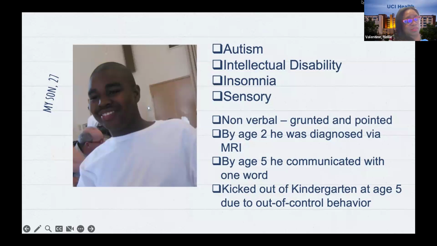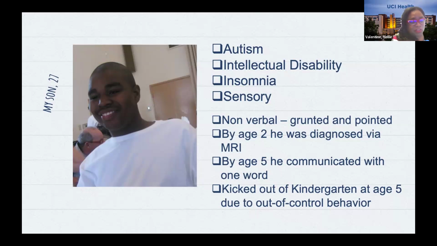My son is the one I will spend some time talking about. He has a diagnosis of autism, an intellectual disability, insomnia, and he has a lot of sensory challenges. He doesn't like brushing his teeth. He doesn't like how the bristles feel in his mouth, and many typical sensory issues with children on the spectrum. Now he's an adult on the spectrum with the same challenges. He was nonverbal. He just grunted and pointed until he was about 6 or 7 years old.